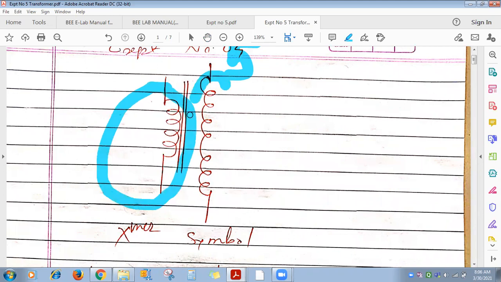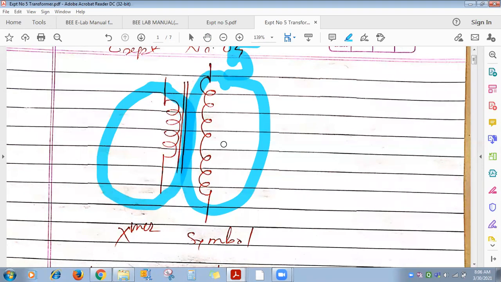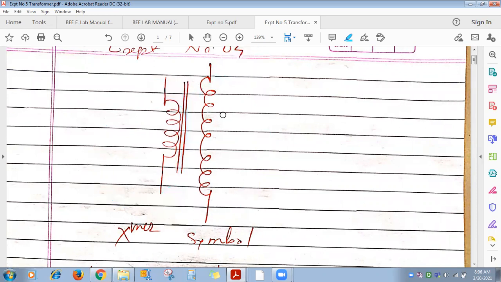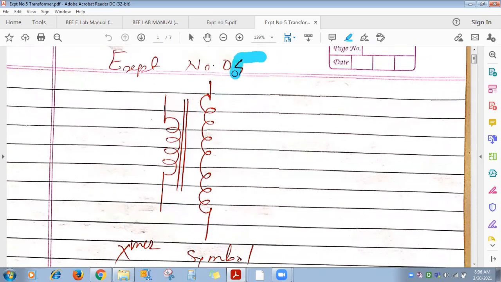This is the secondary winding with some turns, and two straight lines indicate the magnetic core. Primary and secondary windings are both made up of copper, and they are insulated with some insulating material. Both windings are wound on a common magnetic core. These two straight lines indicate the magnetic core, which is made up of silicon steel, and both the windings are wound on it. Now whatever the turns are, this is the symbol of the transformer. Here by mistake I have written 4, here it should be 5.